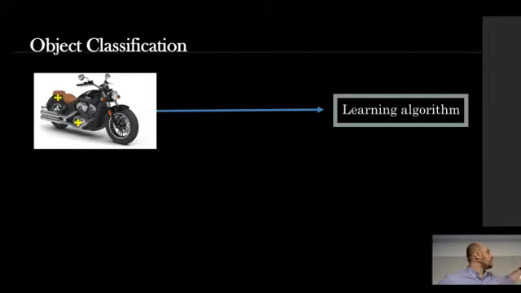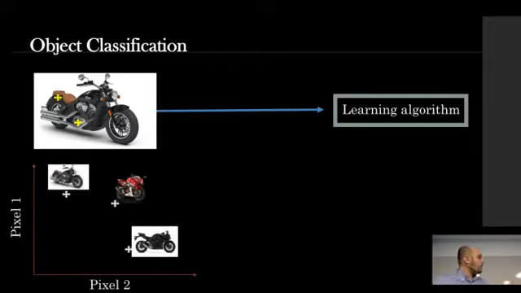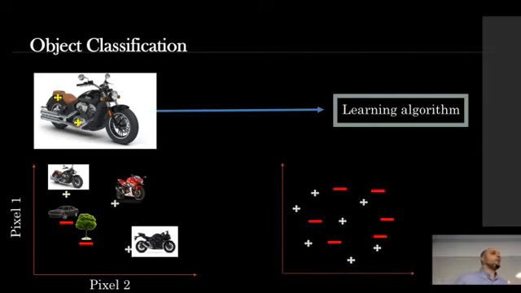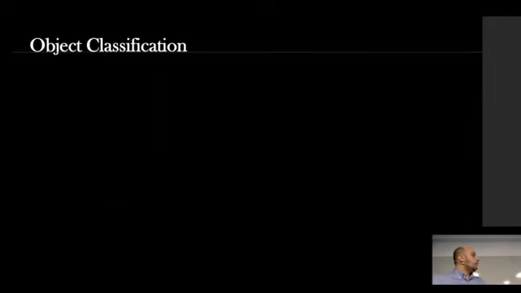Why? Let's say I take 2 raw pixels like these, right? Hopefully what I'm looking for is some sort of separation between the positive class, which is the motorcycles, and the negative class, which is everything else. Hopefully that would be the case, but we're not living in a perfect world, so this is the case. We don't work on raw pixels because everything is cluttered.